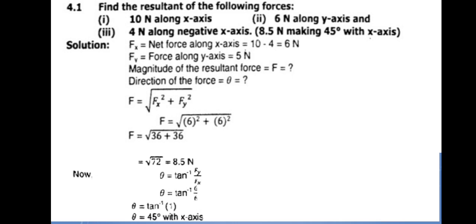The magnitude of the resultant force will be found, and you will also find the direction of the force, that is theta. Now we will solve it for the magnitude of the resultant of forces. Firstly, from the formula, F is equal to under root Fx square plus Fy square. By putting the values of Fx and Fy in the given formula, you will find the magnitude of the resultant force, which is equal to 8.5 Newton.